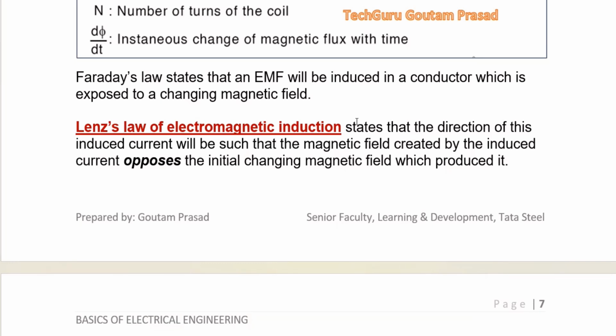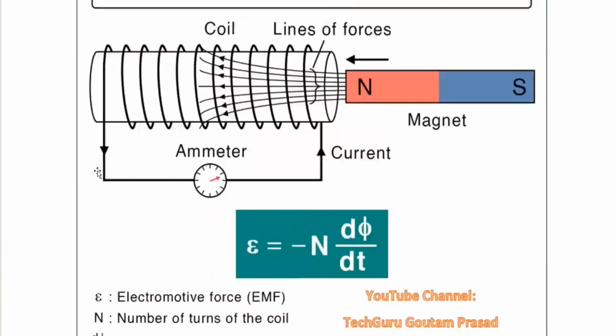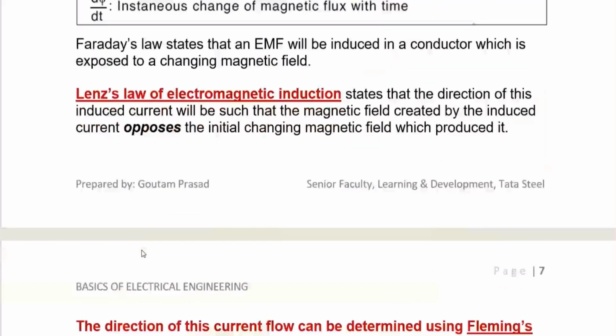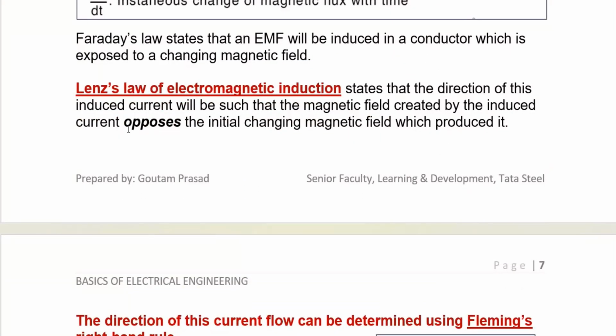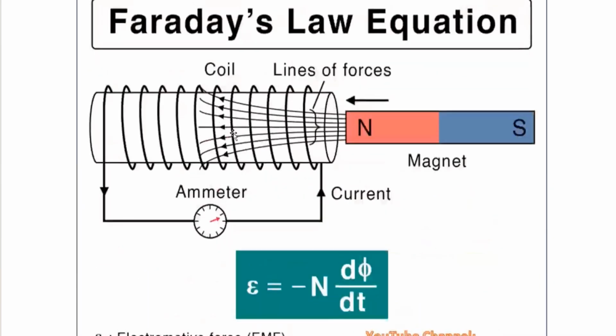So this Lenz's law states that the direction of the induced current will be such that this induced current will flow in such a manner that the magnetic field created by the induced current, if the induced current is causing some magnetic field in the coil conductors, then this will be induced in such a manner that it opposes the initial changing magnetic field. It starts opposing the magnetic field.